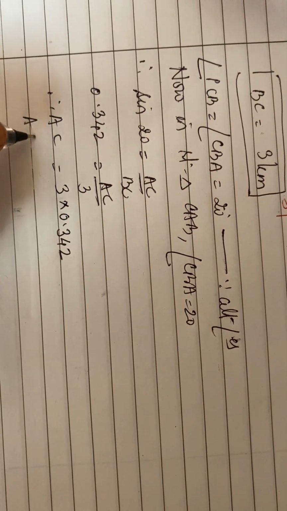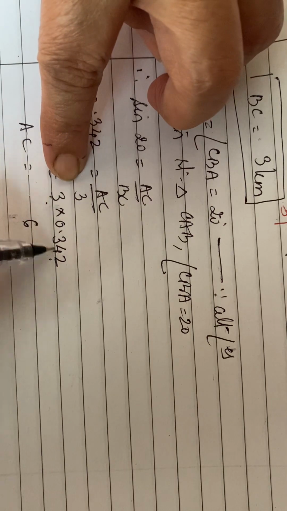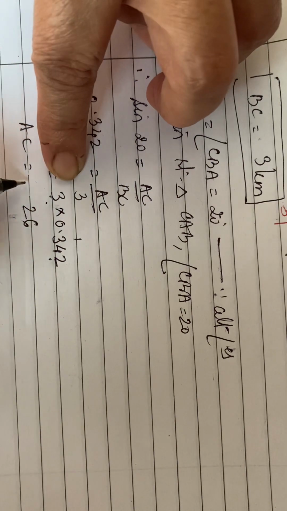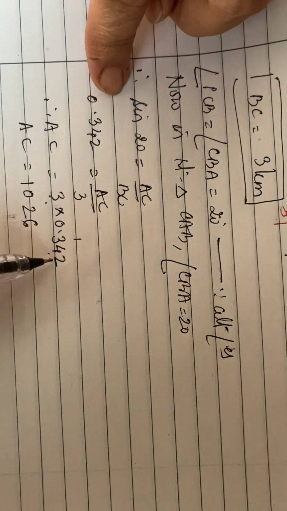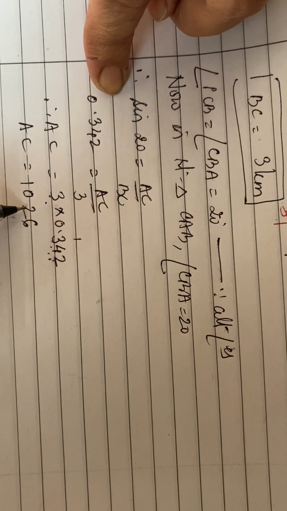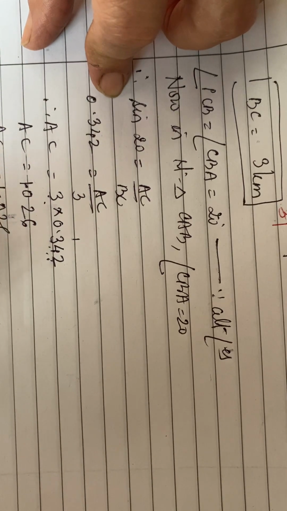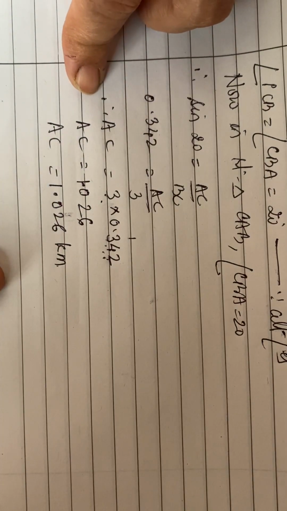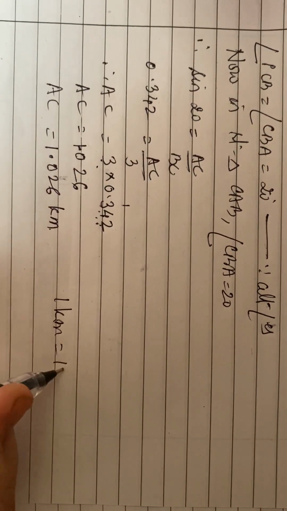So AC is equal to, now see, 3 twos are 6, 3 fours are 12, carry 1. 3 threes are 9 and 1, 10. Decimal point after how many digits? 1, 2, 3. So your AC is 1.026 kilometers. And if you have to convert it into meters, you know 1 kilometer is equal to 1000 meters.